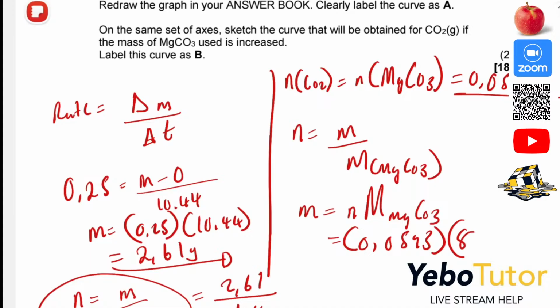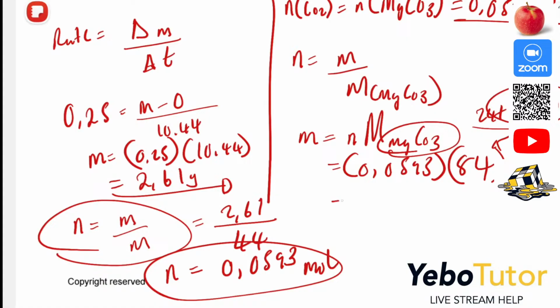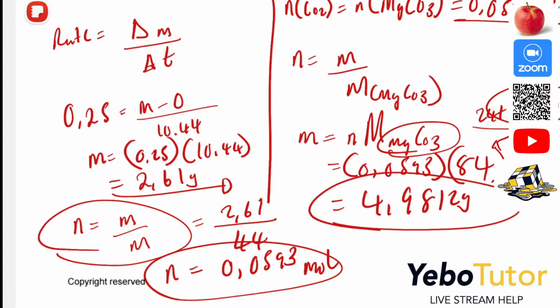Don't try this at home, please use your calculator. So we know that this will be 24 plus 12 plus 3 multiplied by 16, then you get your 84. For me, I did it in my head. You use your calculator. We can't try this at home, we have to pass. All right, so now we can multiply this, then we can get our answer there. When I'm multiplying here on my calculator, I am getting 4.9812 grams. So that will be the mass of MgCO3.